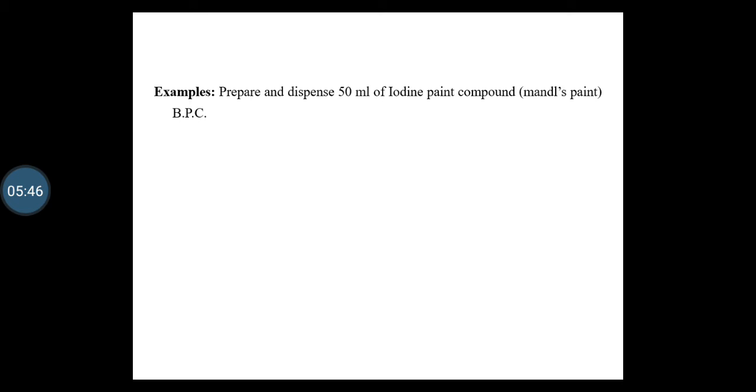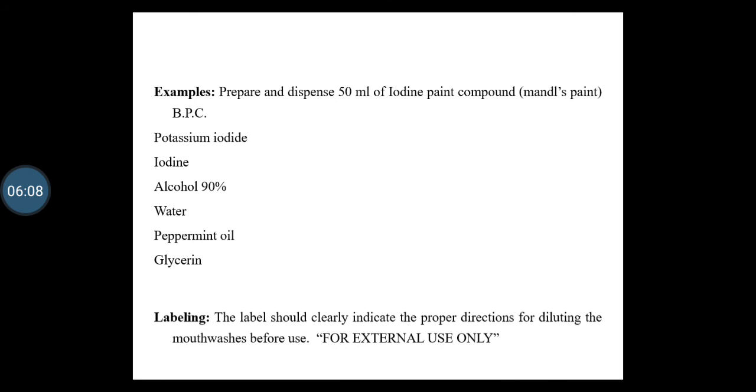The example of throat paint is prepare and dispense 50 ml of iodine paint compound. It is also called as Mandl's paint BPC. It consists of potassium iodide, iodine, alcohol 90%, water, peppermint oil, glycerin.